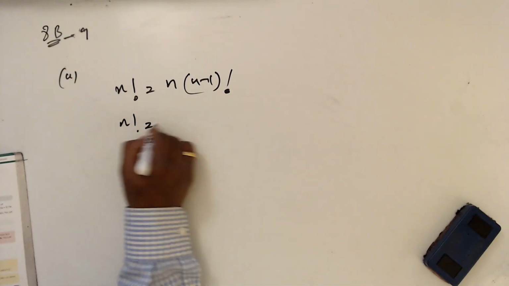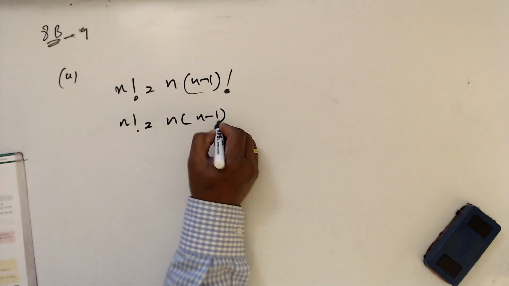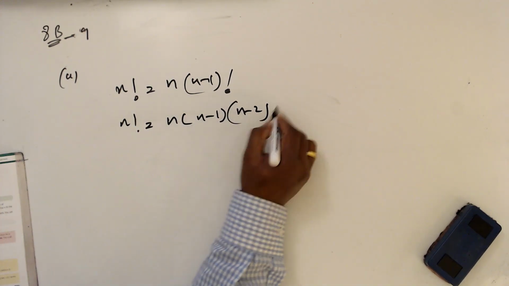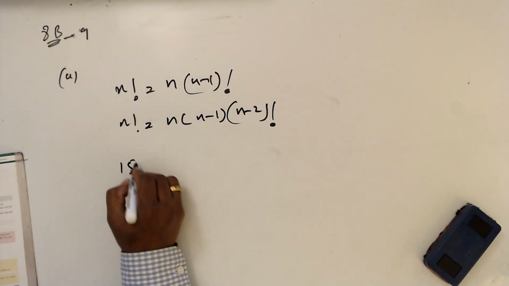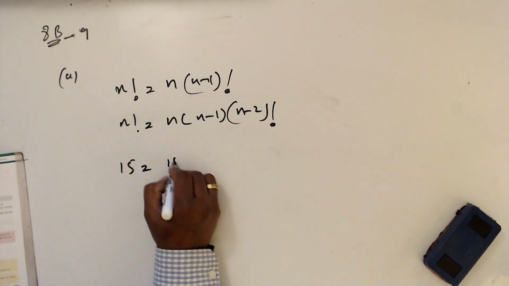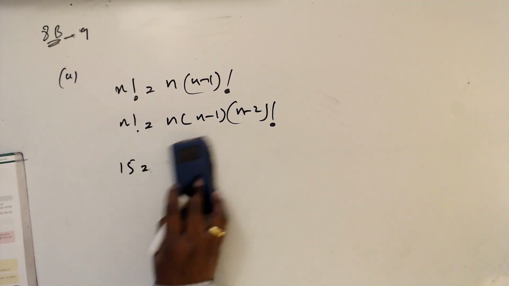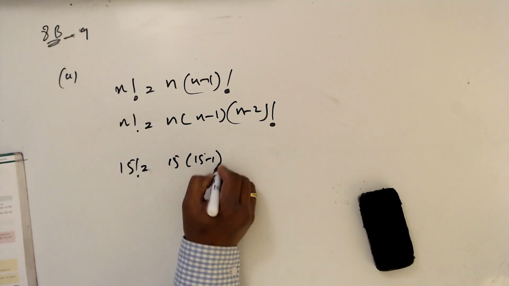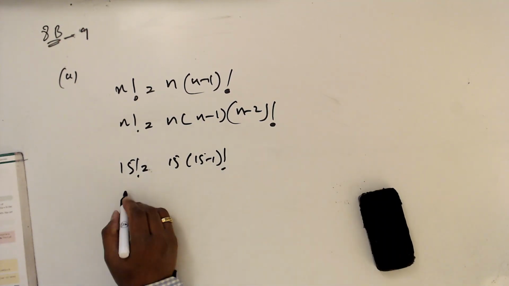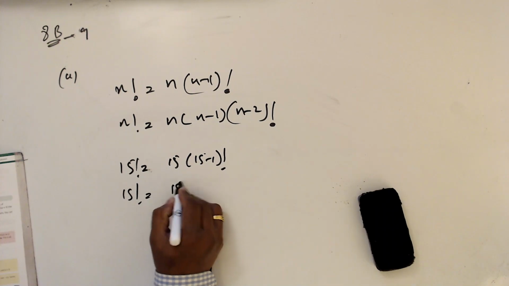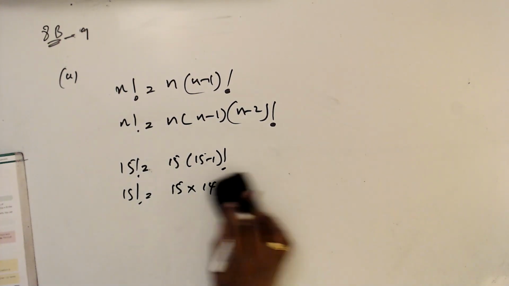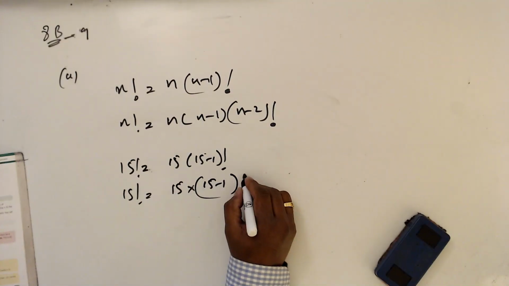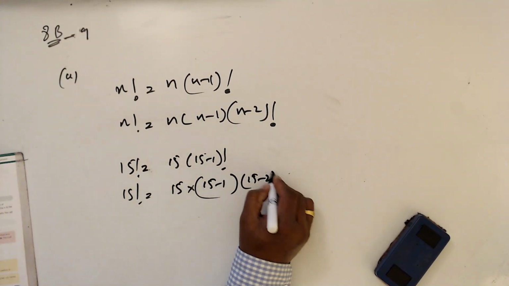Or I can write factorial n as n times n minus 1 times factorial n minus 2. I can write 15 factorial, then 15 minus 1 factorial. Or I can write 15 times 14, meaning 15 minus 1, and 13, 15 minus 2 factorial.